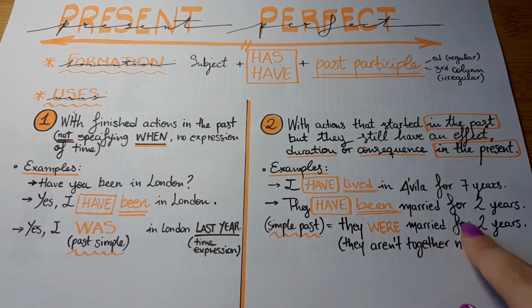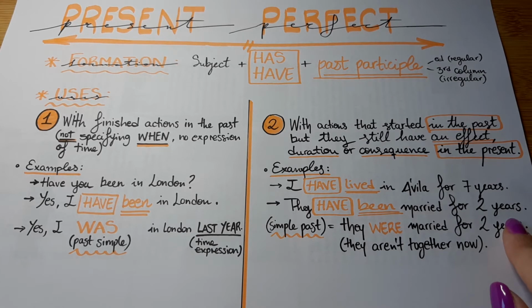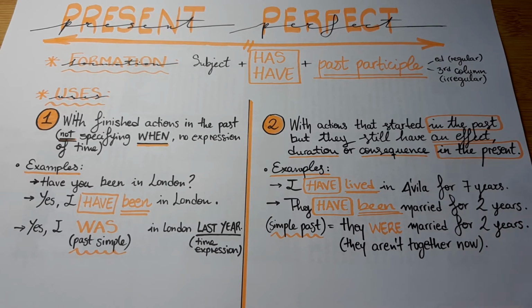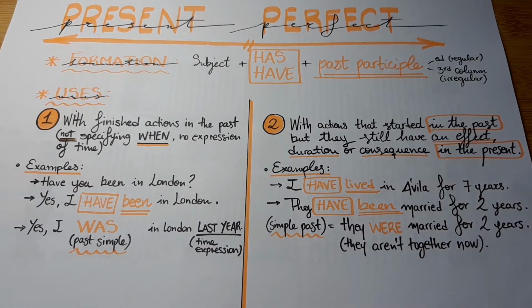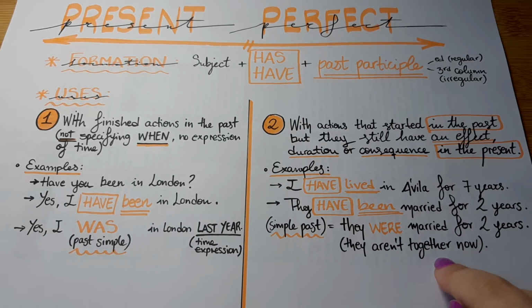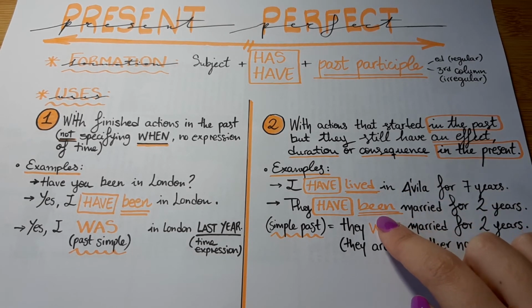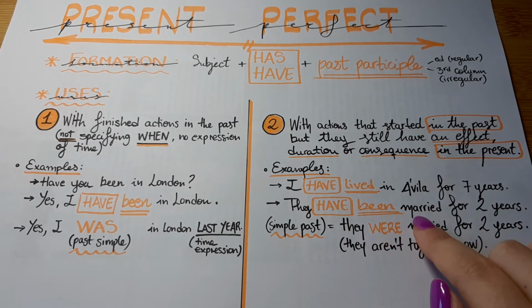They have been married for 2 years. Han estado casados durante 2 años. Están todavía juntos. So it has a duration in the present. That is why we use this tense. If we say that they aren't together now, we would change the verb into a simple past. We would say, They were married for 2 years. Estuvieron casados durante 2 años. Ya no están juntos. Can you see the difference? Here we have a duration or a present effect of the action.